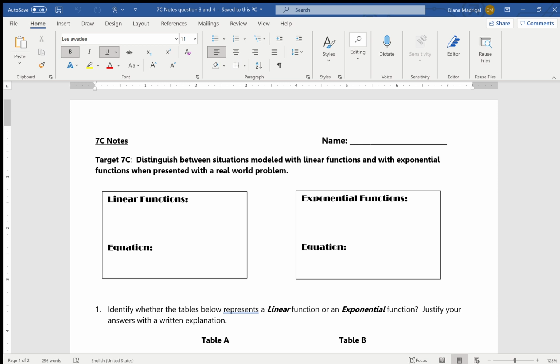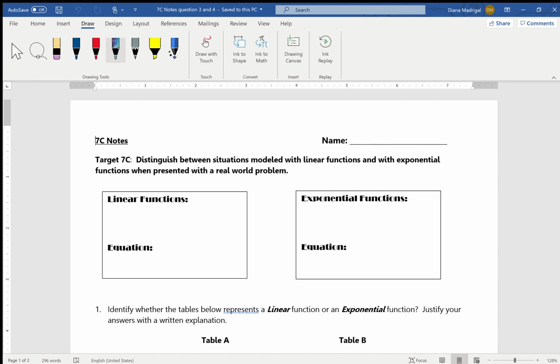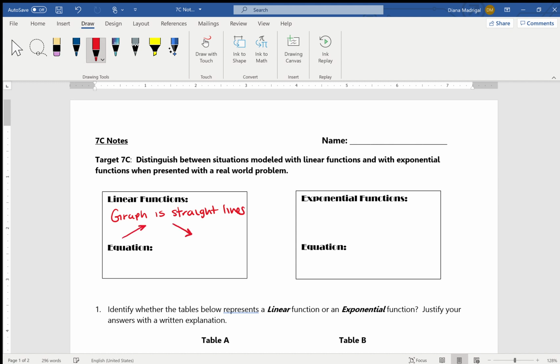The last target for KC7 is putting everything together that we have already learned about exponential functions and what we already know about linear functions. All right, so linear functions, remember, are graphs that form a straight line. Okay, they can go either up or down.